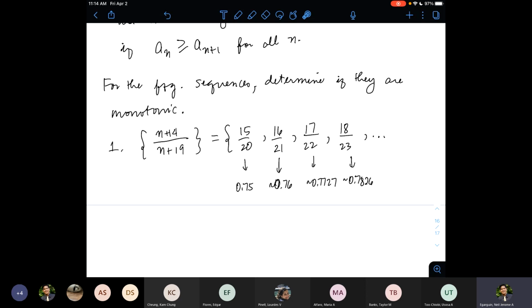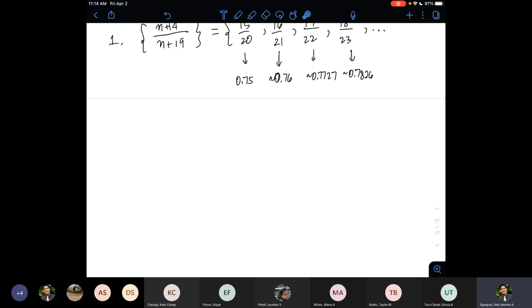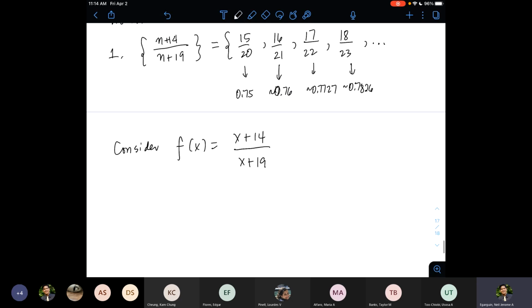Well, let's try if taking the derivative will be good. So remember, one thing that we use from Calc 1 to check whether a function is increasing or decreasing is to look at the derivative, right? So here, let's consider the function f defined by x plus 14 over x plus 19. It's a real valued function, but I'll just be interested when x is a positive integer. But I need to analyze the real valued counterpart of the sequence n plus 14 over n plus 19 to get the derivative, because derivatives are not defined for sequences, right?